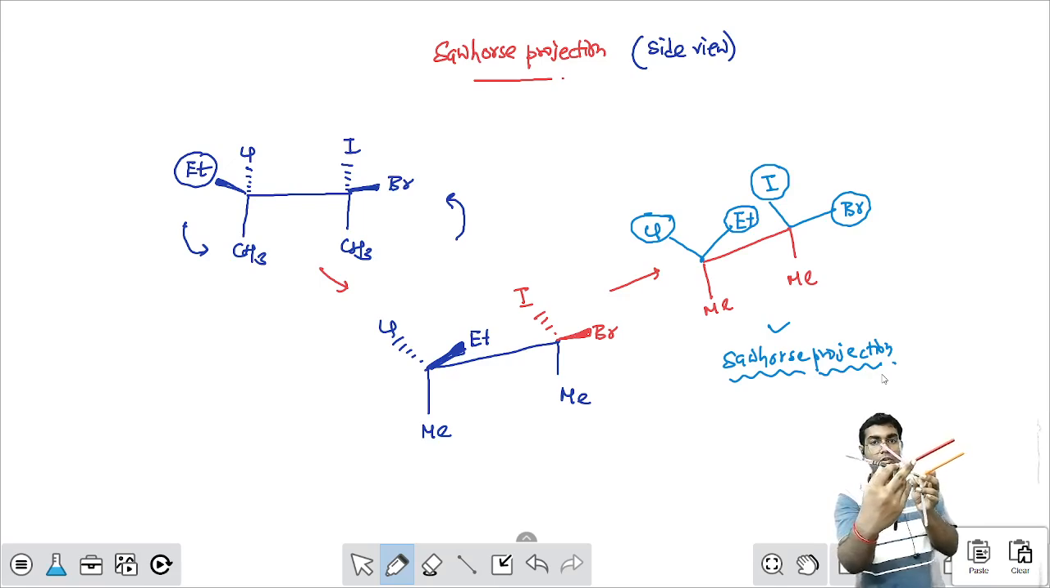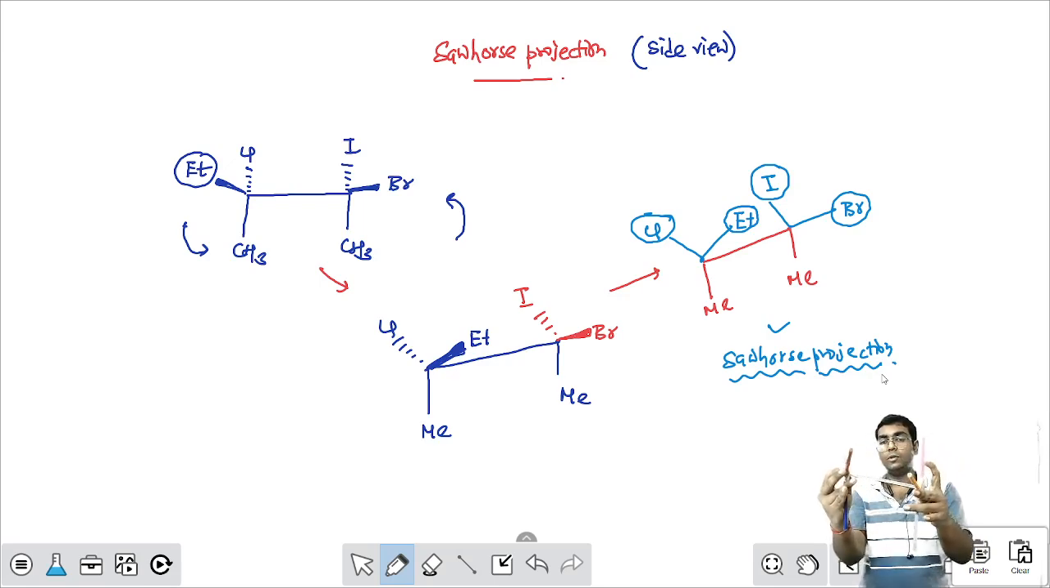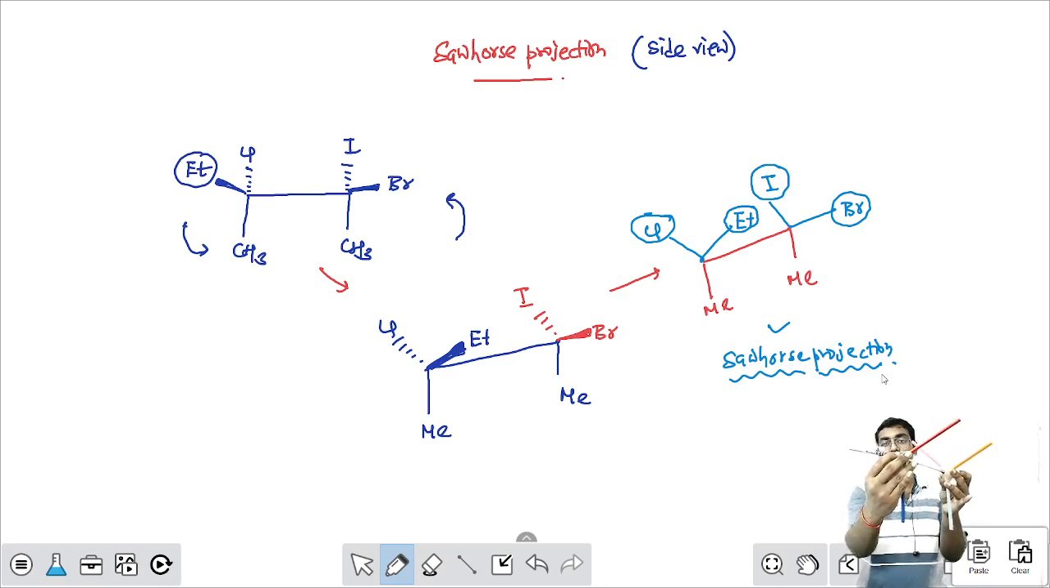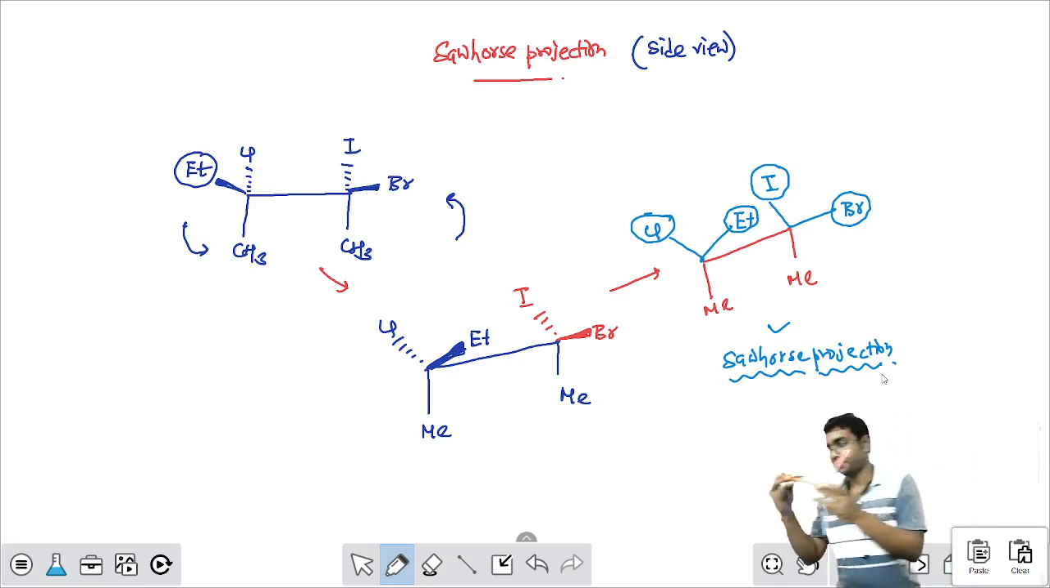This one is below the plane, and this was above, so it is on the right hand side. This was below, so it is on the left hand side. Same goes for the orange: it is above, so it is on the right hand side, and pink was below, so it is on the left hand side. So this is the sawhorse projection. It was a flying wedge; you are tilting the model or seeing it from a different angle. This is a side view, so this is the sawhorse projection.